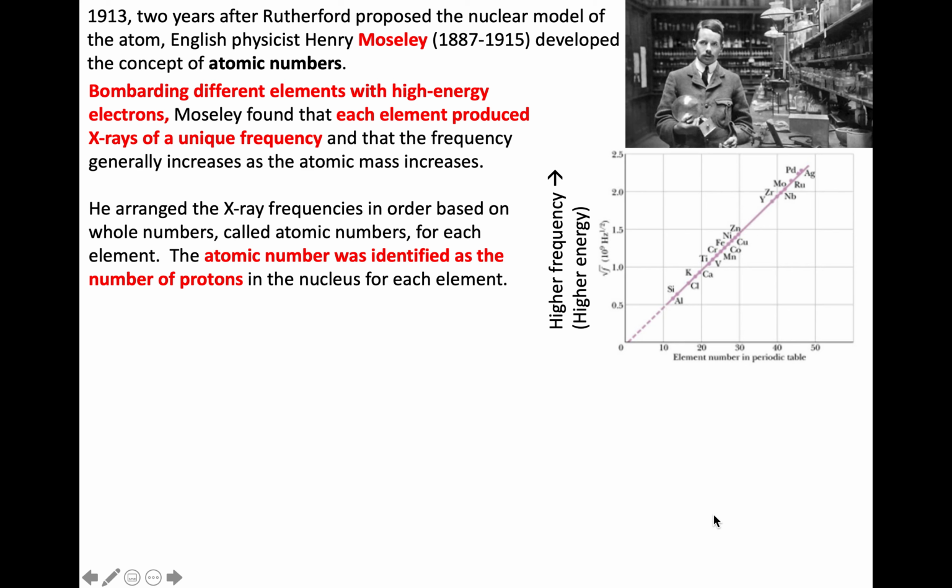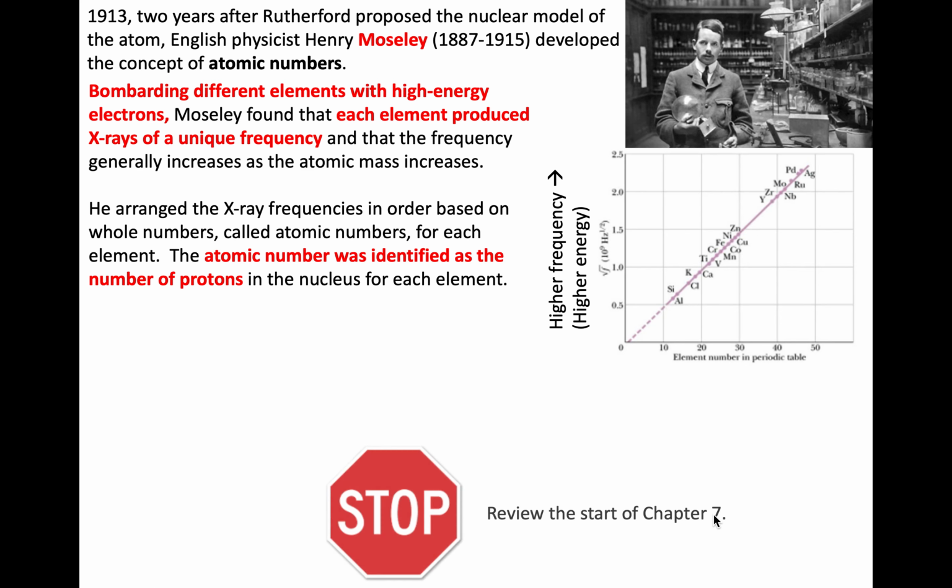With Moseley, his experiment was bombarding different elements with high energy electrons and finding that the elements produced X-rays of a unique frequency. This led to the identification of the atomic number as the number of protons. The first couple pages of Chapter 7, I suggest that you review it. It's general information. I've given a very quick overview right here, but it won't hurt just to revisit that material.